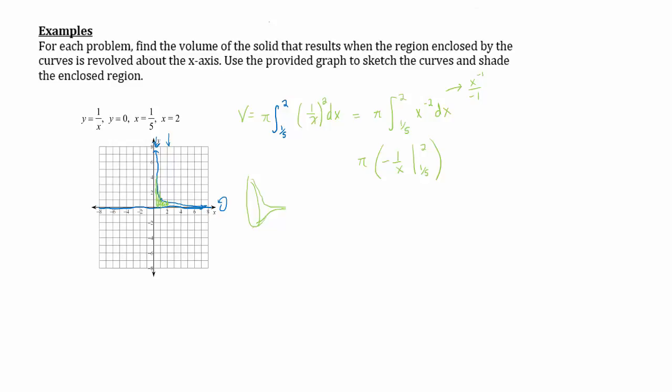And remember, you plug in the top number first. So we have -1 over 2 minus, but then we have a negative from our problem, so we're going to make it a plus. We're going to do 1 over 1/5. When we divide by fractions, we flip the second fraction and multiply. So 1 over 1/5 ends up being 5. So we just need to figure out what -1/2 plus 5 is, which is 4.5. But if we want to write that as an improper fraction, that would be 9/2. Since we're multiplying by pi, that'll be 9/2 pi.